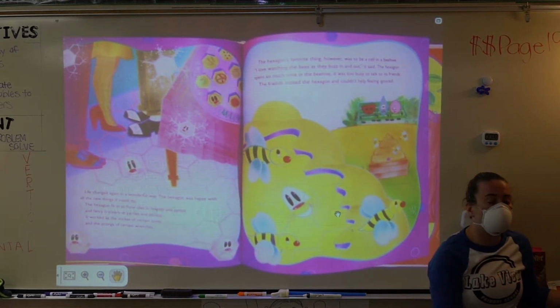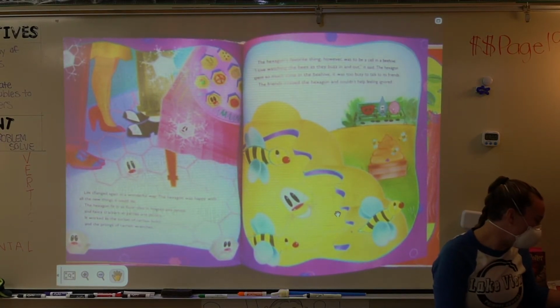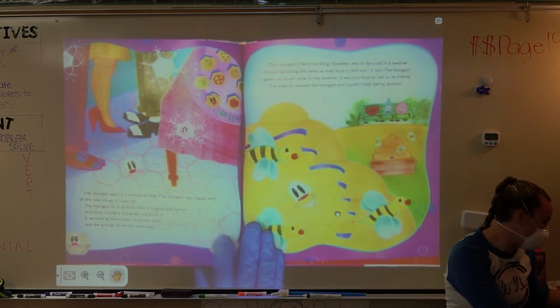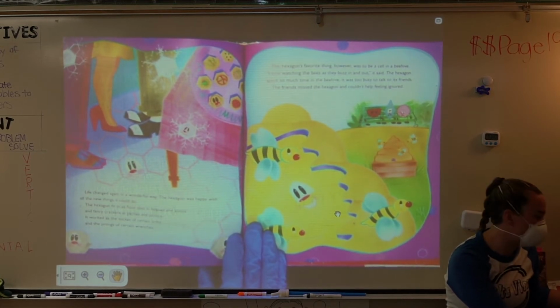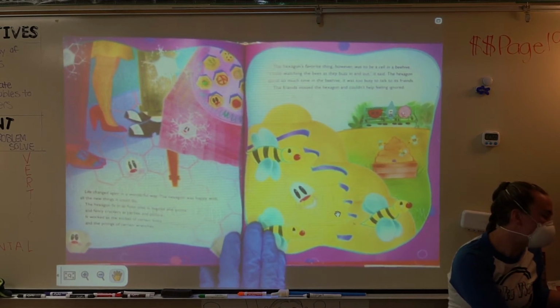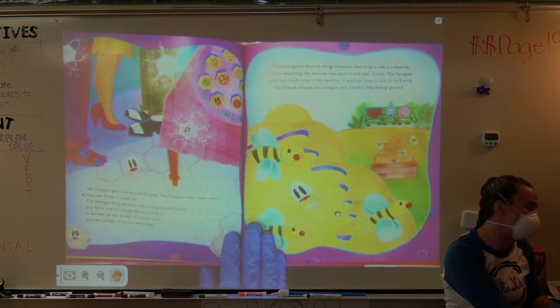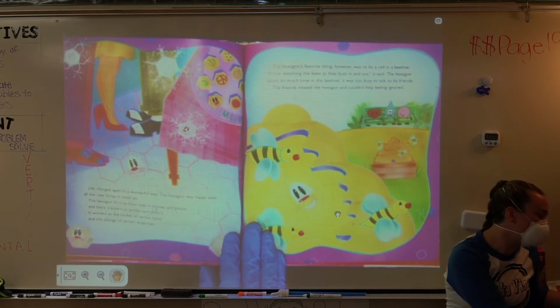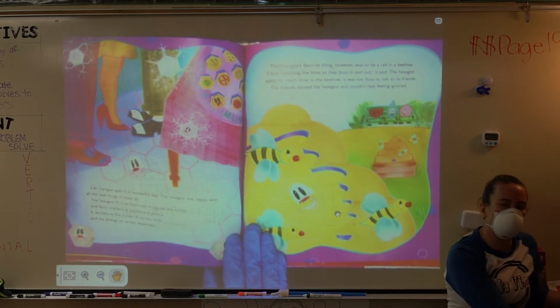Life changed again in a wonderful way. The hexagon was happy with all the things it could do. The hexagon fit in as floor tiles and houses and patios and fancy crackers at parties and picnics. It worked as a socket of certain bolts and the prongs of certain wrenches. The hexagon's favorite thing, however, was to be a cell in a beehive. "I love watching the bees as they buzz in and out," it said. The hexagon spent so much time in the beehive it was too busy to talk to its friends. The friends missed the hexagon and couldn't help but feel ignored.